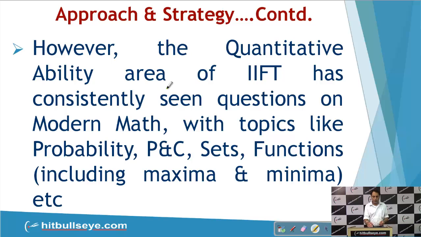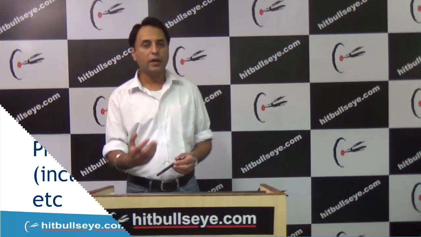The quant ability area of IIFT has consistently seen questions on modern maths with topics like probability, permutation and combination, sets, functions, including maxima and minima. So one has seen a consistent representation of questions on statistics, probability distribution, and certain areas of modern maths in the IIFT test. However, CAT, of course, has been more packed with surprises. Certain years we have seen a dominance of these areas. Certain other years we have seen a complete absenteeism of these particular areas.